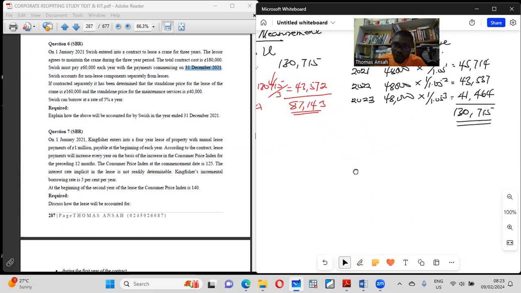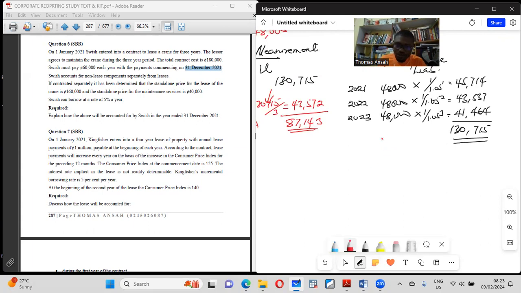Then for this one, I do my lease table. We do 2 years, don't forget. So I have my year 2021 and year 2022. I have my balance brought down, which is 130,715. What will be my finance cost? It is the use of the 5%. So if I do 130,715 multiplied by 0.05, that gives me 6,536 rounded. Then my payments, all right, 48,000.